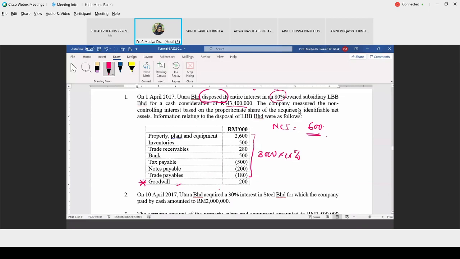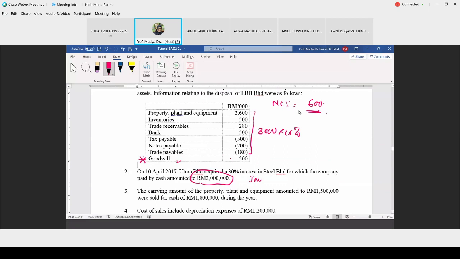On the 10th of April, Utara acquired a 30% interest in the steel company and paid cash of 2 million. So they acquired an associate, and you paid 2 million. This is related to your investing activities. It is going to reduce your cash by 2 million.